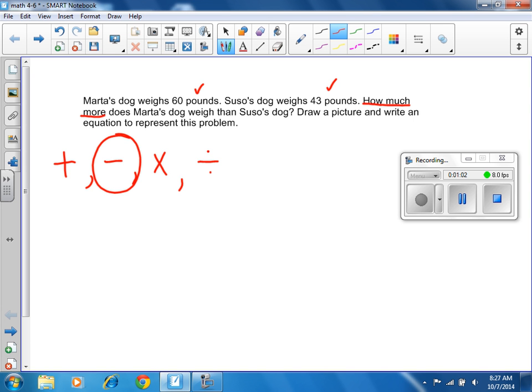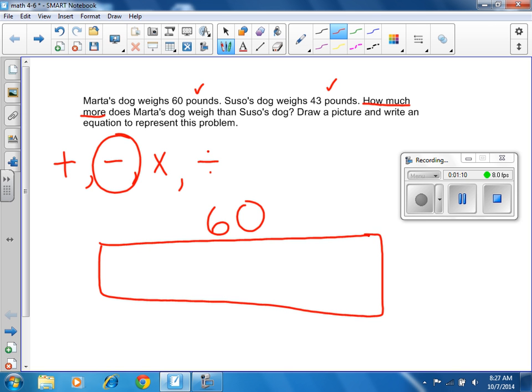Since it's subtraction, we know the total weight. That is 60. That's what Marta's dog weighs. We need to find the other parts that make up 60. Well, we know Suso's dog weighs 43 pounds. Aren't we trying to compare Suso's dog to Marta's dog? We want to see the difference. How much more does it weigh?